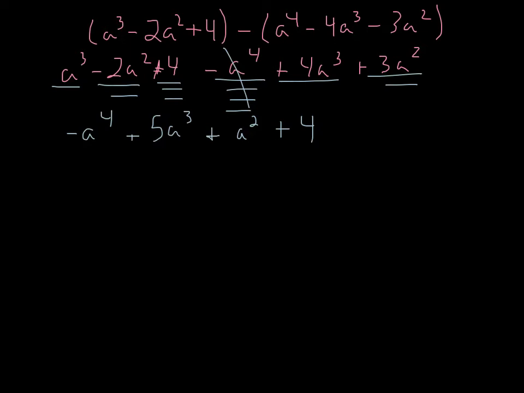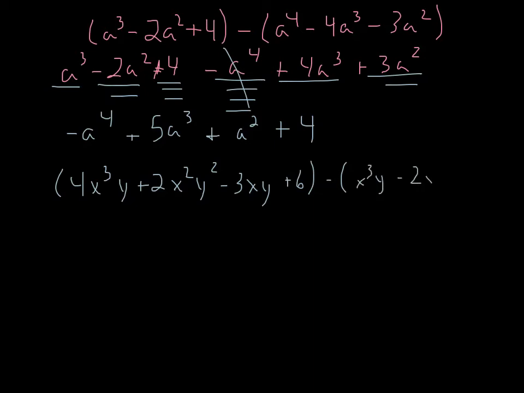Okay. The next example, we have 4x cubed y plus 2x squared y squared minus 3xy plus 6, all that minus all of this, x to the third y minus 2x squared y squared minus 2xy and minus 3. Ooh, just barely made it.